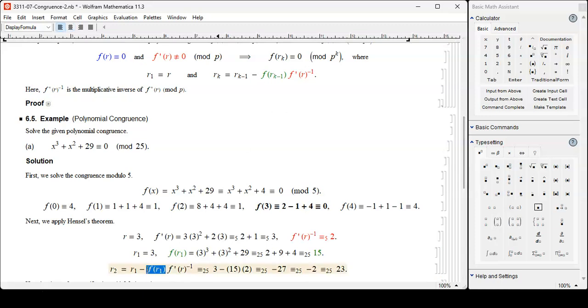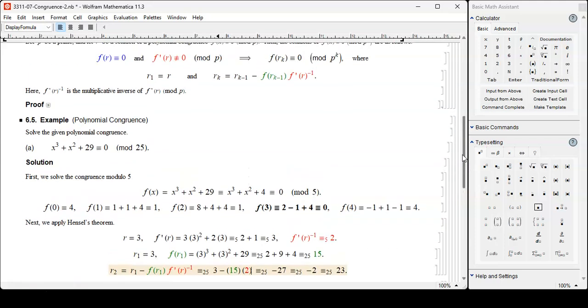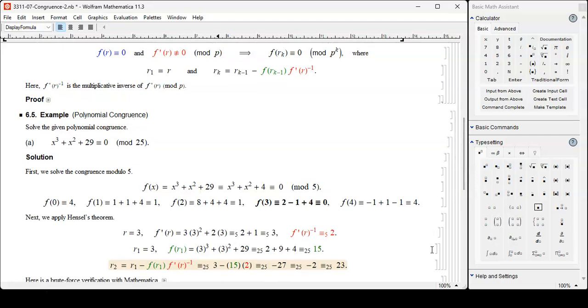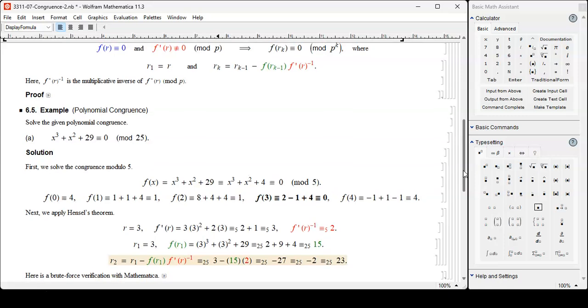And this thing here, f of r1 is 15. And in step 1, we found f prime of r inverse is 2. So we did this in step 1, we did this in step 2, and then put everything together into Hensel's theorem. Barely everything is in the same viewing window, and do your computation. You're going to get 23. It's not a difficult computation, you can do it.